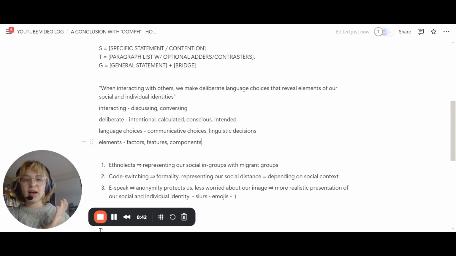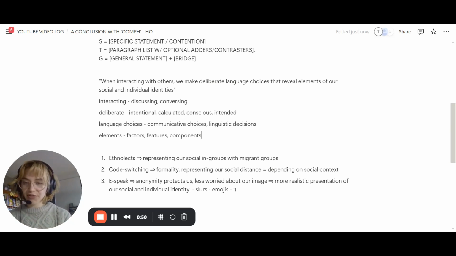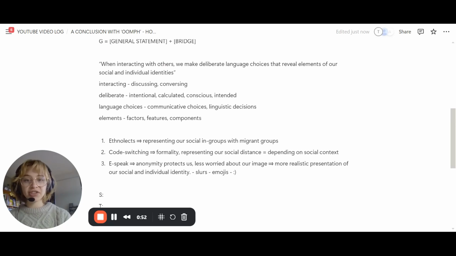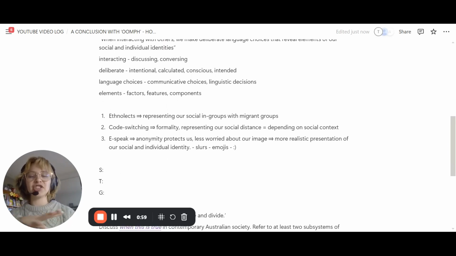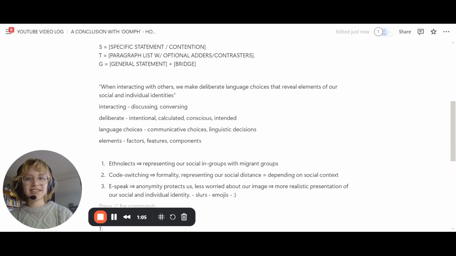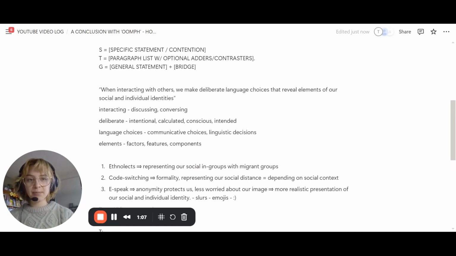So what I've done is I've taken a minute to think of a few synonyms for each of the key terms in the prompt. So interacting: discussing, conversing. Deliberate: intentional, calculated, conscious, intended. Language choices: communicative choices, linguistic decisions. And elements: factors, features, components. And we're going to use some of these in our conclusion. So what is a specific statement? This is us basically just entirely rewording the prompt and answering it.